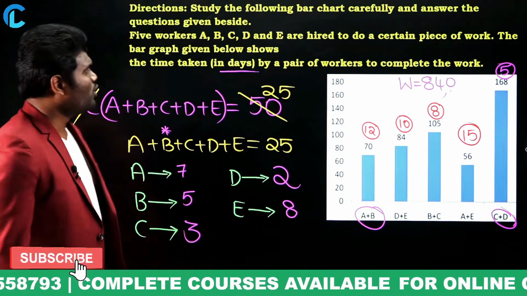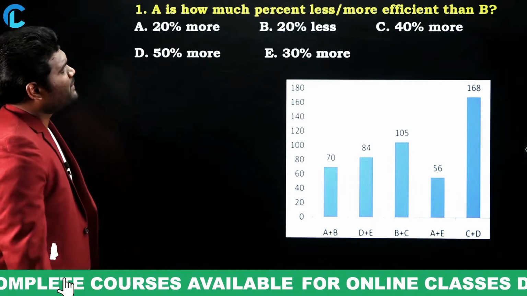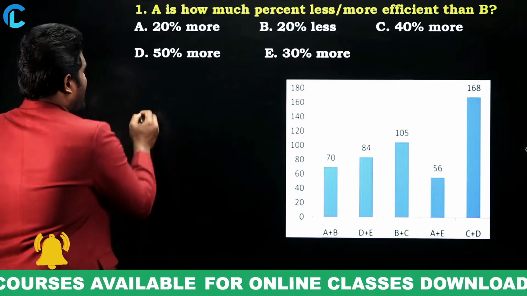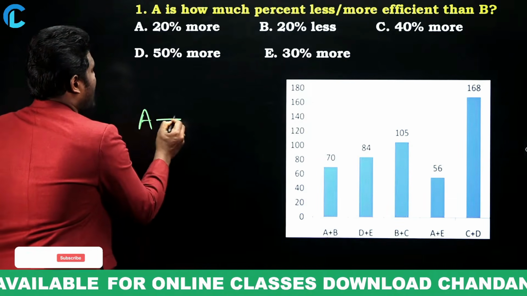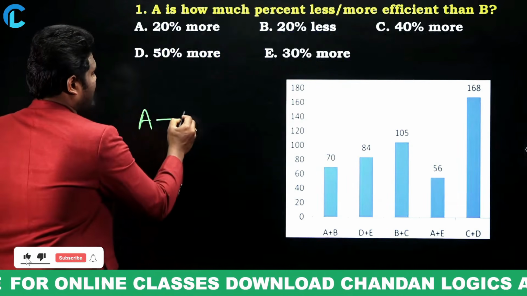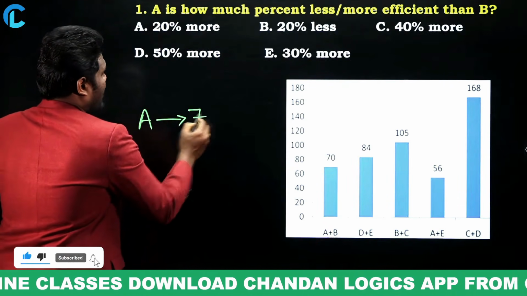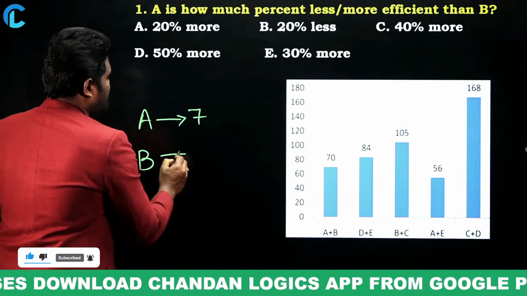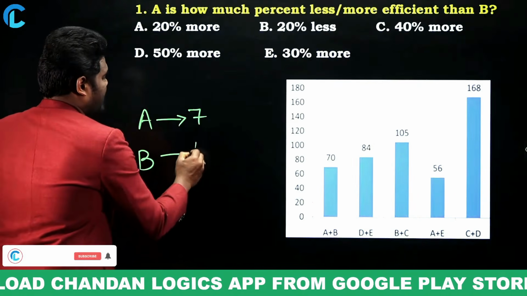Is that clear? Now look at the first question. A is how much percent more or less efficient than B? Now A's efficiency is how much? Look, A's efficiency is 7. Yes or no? Now what about B's efficiency? B's efficiency is 5. Yes or no?